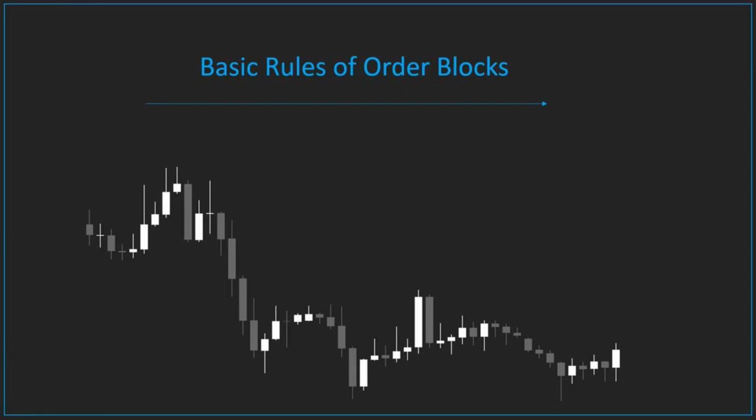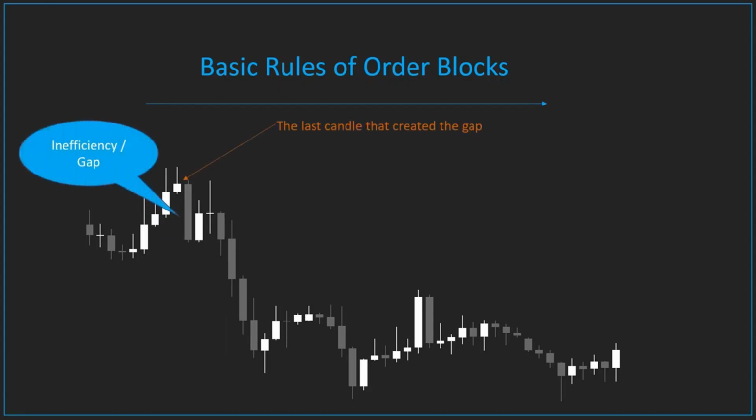Here's an example. Look at this candle right here. It created an impulse move to the downside, leaving behind a gap. That gap is the inefficiency we're talking about. Now, what do we do with it? We mark the last candle that created that inefficiency as our order block. Those are the basic rules to identify order blocks.